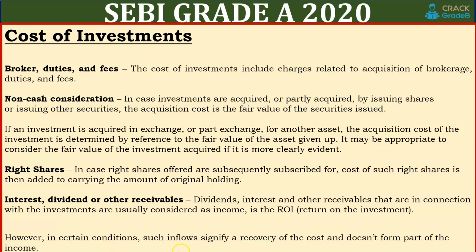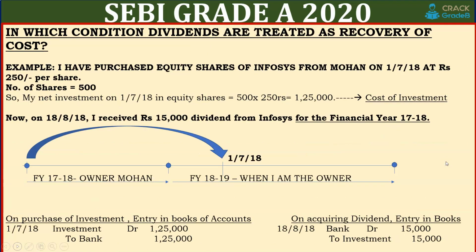But in certain cases क्या होता है कि ये हमारी जो कॉस्ट होती है इन्वेस्टमेंट की उसकी रिकवरी का पार्ट बन जाते हैं. That means ये हमारी कॉस्ट को रिड्यूस कर देते हैं. We will see those conditions, but usually these are the return on investment and they are dealt with according to the accounting standard 9, that was revenue recognition, and they are always taken to the profit and loss account. But in certain cases में हमारी cost of investment को reduce करेंगे. So let us see that case now. In which condition dividends are treated as recovery of costs.